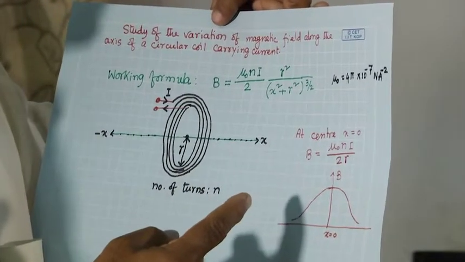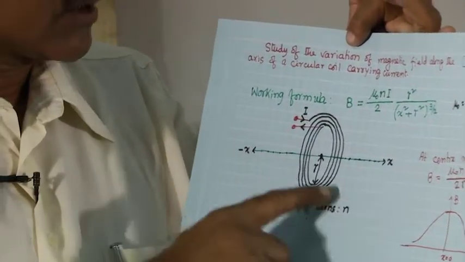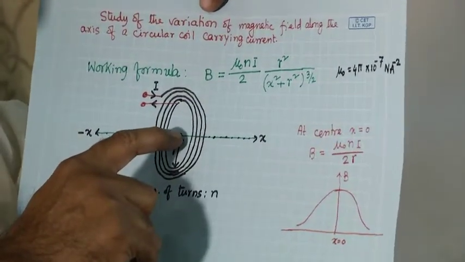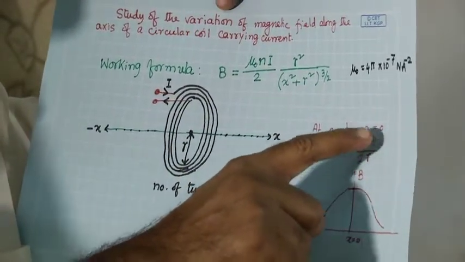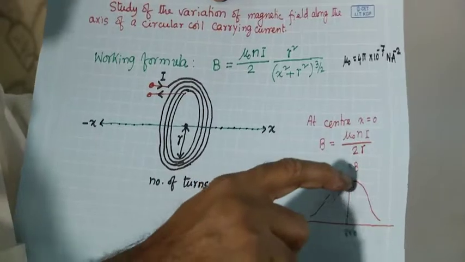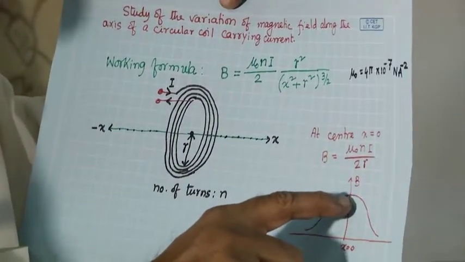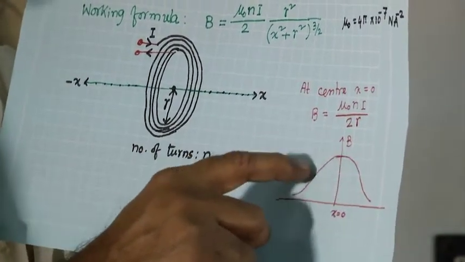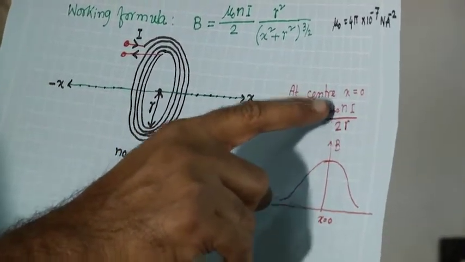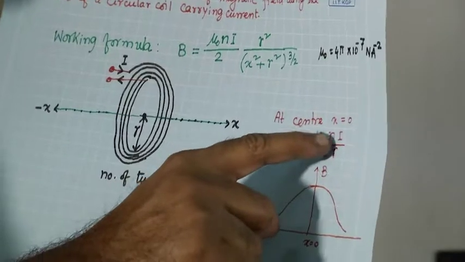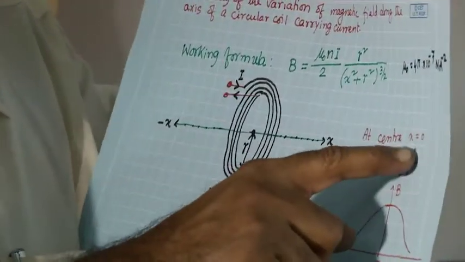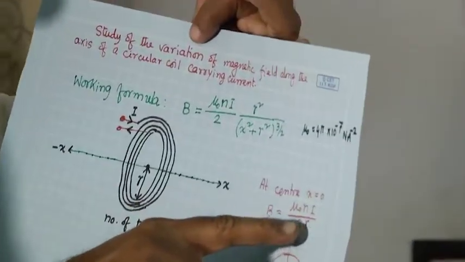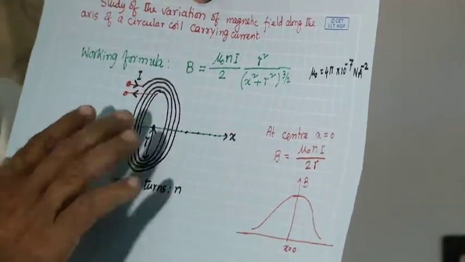Secondly, in principle we can find out the radius of this coil. From this formula, if you put x equal to 0, that means at the center, then B equals mu 0 n I by 2 r. So from this plot I can find the peak, and the peak value is the B value at x equal to 0. So from this plot I will get the B value, mu 0 is known, the number of turns n is known, and the current is also known, since we are doing this experiment for a particular current. From there we can calculate the radius of this coil. So this is the experiment.